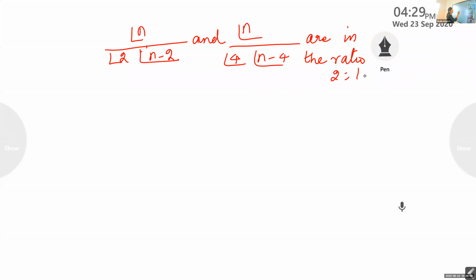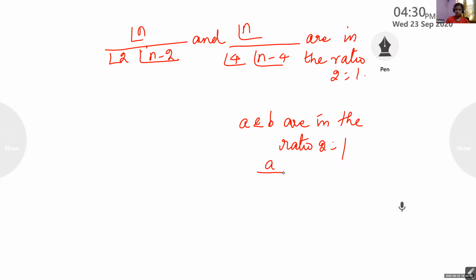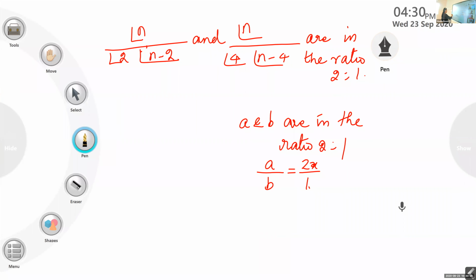Suppose you are given two numbers A and B in the ratio 2:1. How will you express this? A by B is equal to 2x by 1x, which is the same as 2 by 1, since the x cancels. So A by B is the same as 2 by 1. The same concept we are going to use here.